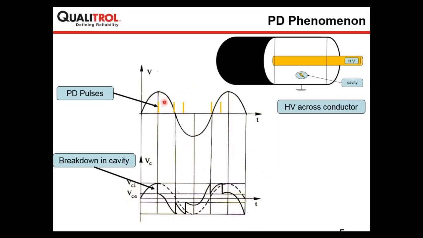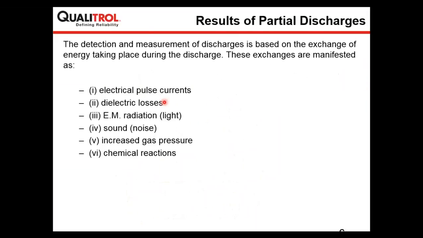Because of this exchange, the energy converts into electrical pulse currents, dielectric losses, some light, acoustic noise, changes in pressure, and some chemical reactions. To perform online partial discharge measurement, we rely on electrical pulse current to detect and locate partial discharges which are traveling along the length of the power cable.